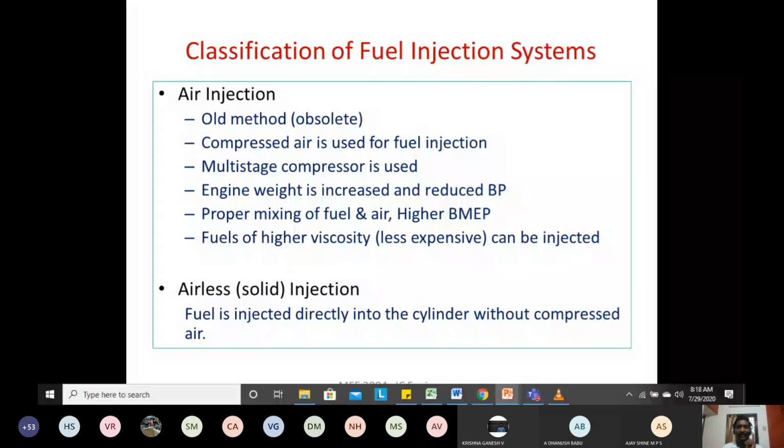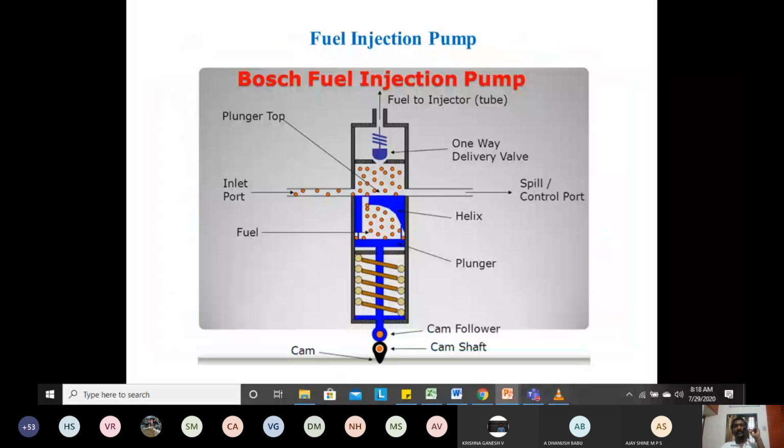Okay, so coming to the airless injection or solid injection, there are two pumps. One is the fuel supply pump or fuel feed pump, and the other pump is called the fuel injection pump, right? So when we say fuel pump in general, it refers to the fuel injection pump. I have told you that this fuel injection pump works with the help of a plunger arrangement. That is what is shown in this diagram here.